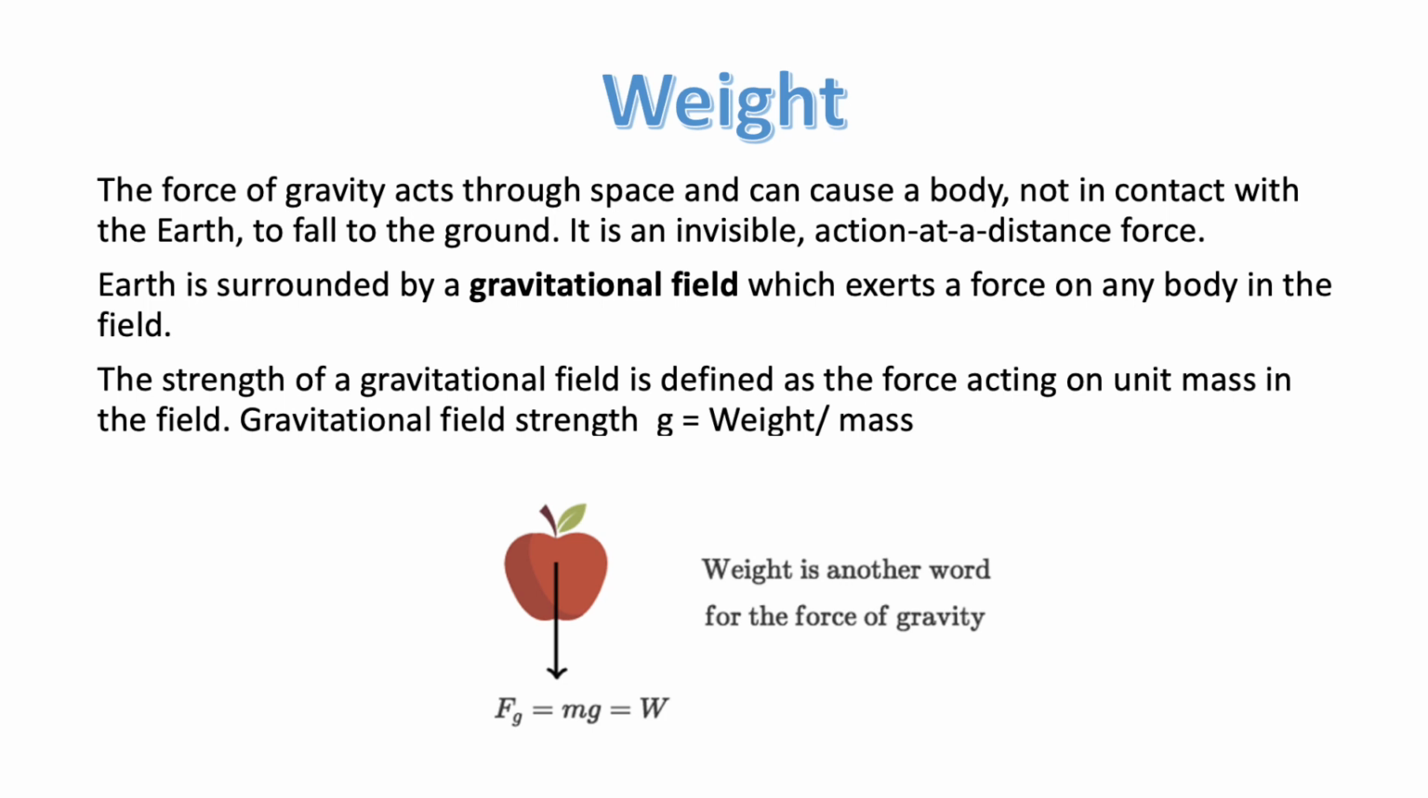Earth is surrounded by a gravitational field, which exerts a force on any body in the field. The strength of a gravitational field is defined as the force acting on unit mass in the field. Gravitational field strength g equals weight divided by mass.